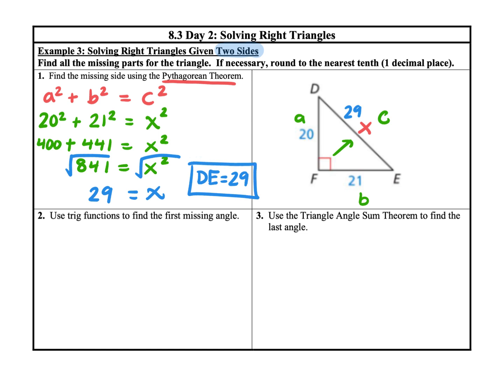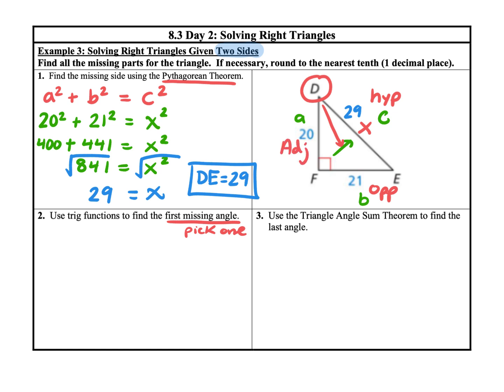So now we just need to find the missing angles. And when it comes to which angle to find for like the first missing angle, it doesn't matter which one you do. So you can just pick one. So I'm going to let my first missing angle be angle D. And from angle D, we can label our sides. Remember that we have the hypotenuse, which is always across from the 90. It's the C from before. And then the opposite angle D is going to be the 21, and adjacent is the 20.